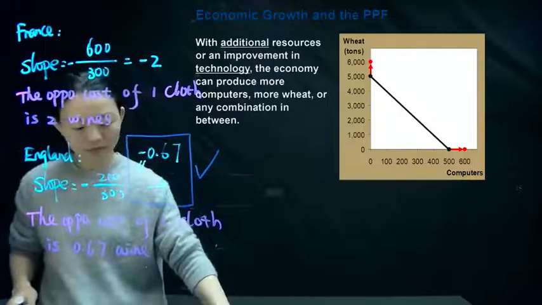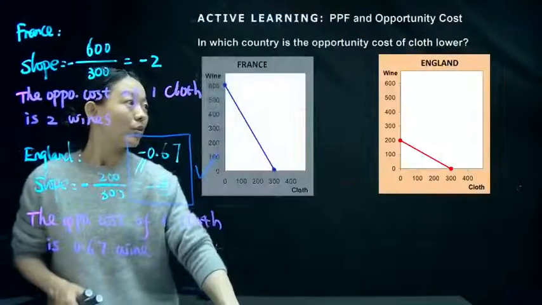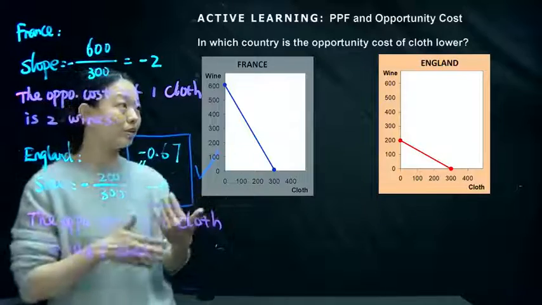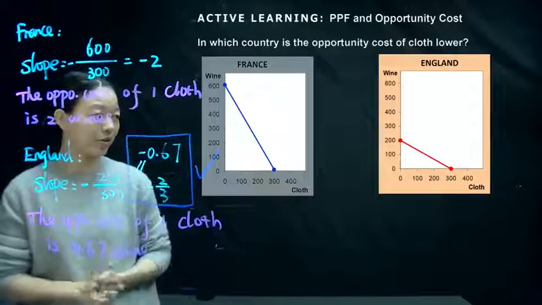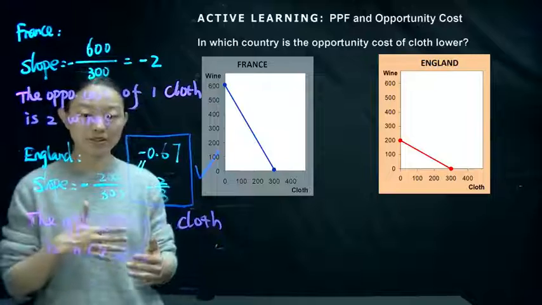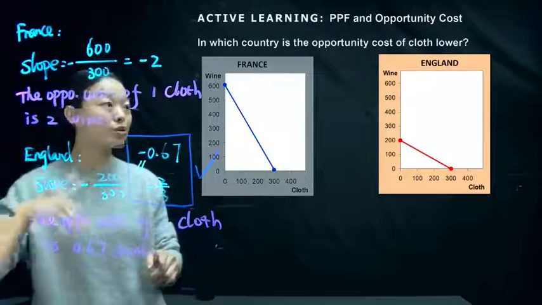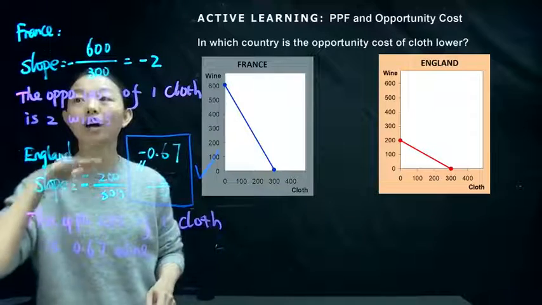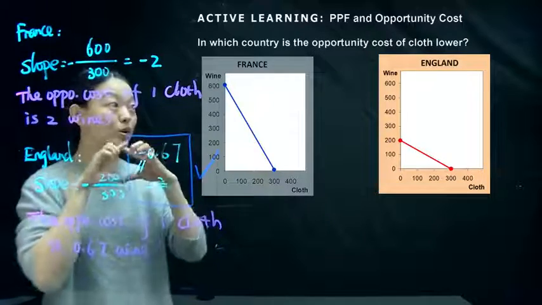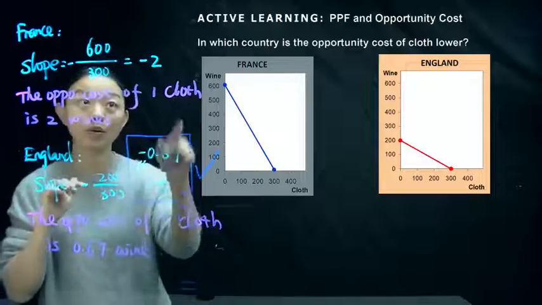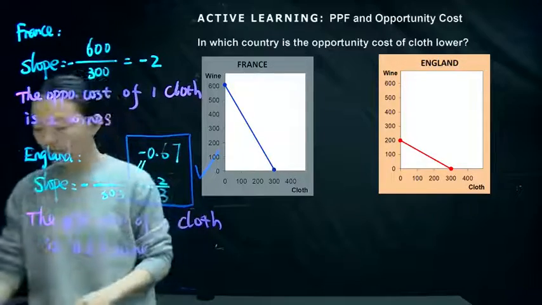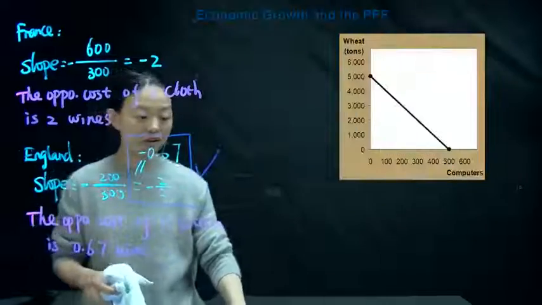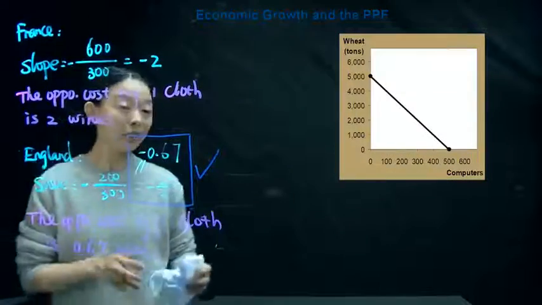Okay, so before we move on to the new content for this chapter, I just want to emphasize that if we want to use the slope to get the opportunity cost, it should be the opportunity cost of the good that we're putting on the horizontal axis. Then we can use the slope, okay?